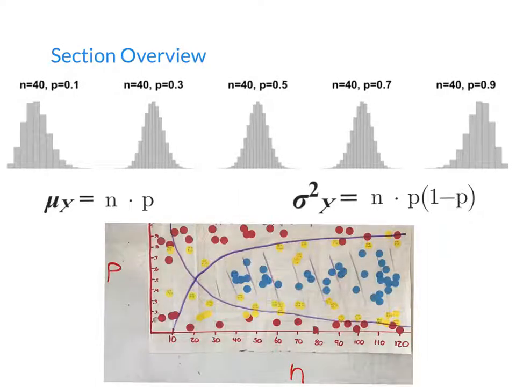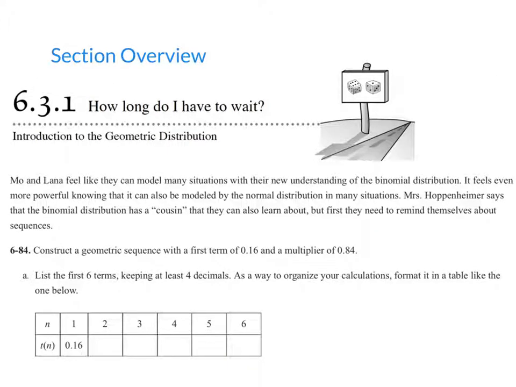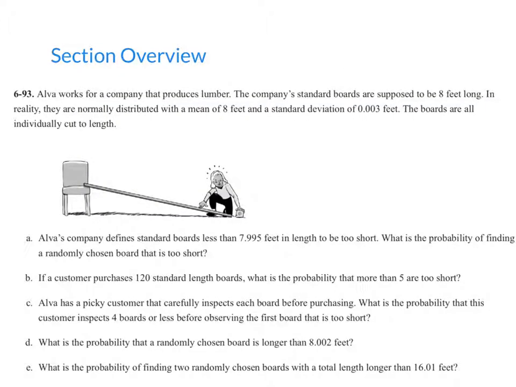Sample from binomial distributions with various parameters p and n to determine reasonable boundaries for normal approximations. Then, after a brief introduction to the geometric distribution, work a variety of problems that require identifying the situation as normal, binomial, or geometric, and then solving.